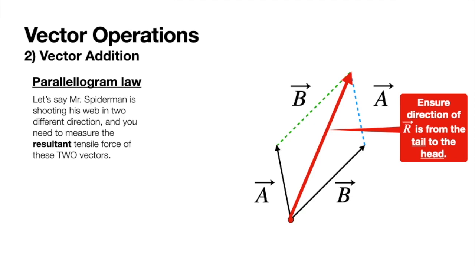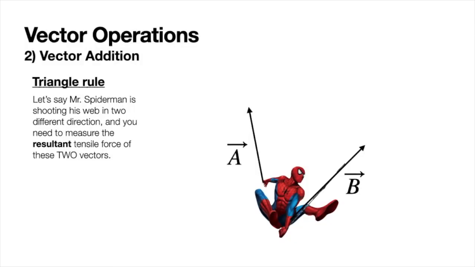Okay, make sure the direction of R is from the tail of the two vectors to the arrowhead of both vectors. Okay, that R is actually the addition of vector A and B. And we can rewrite it like this. Tada! Now, similar concept applies when you want to use the triangle rule instead.